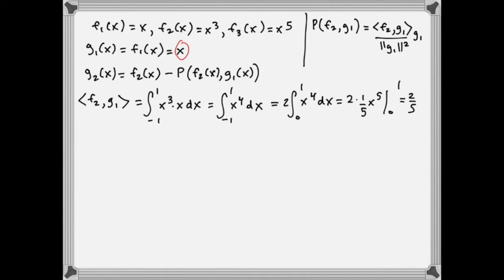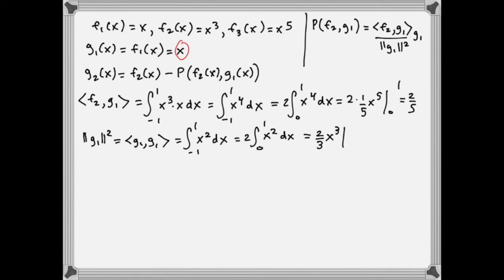Next, what is the norm of G1 squared? The norm of G1 squared is equal to the inner product of G1 with itself, right? So the inner product of G1 with itself is integrating from -1 to 1. Just take G1 and multiply it by itself. It's x squared dx. So if you actually multiply that, integrate that, this is actually twice the integral from 0 to 1 of x squared, since it's an even function, which is going to be 2/3 x cubed going from 0 to 1, and this is just 2/3.